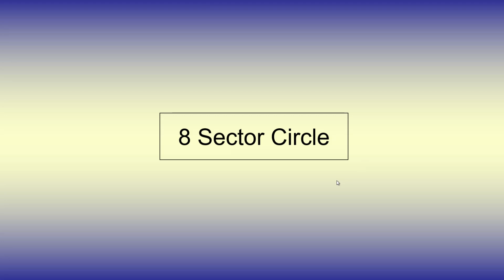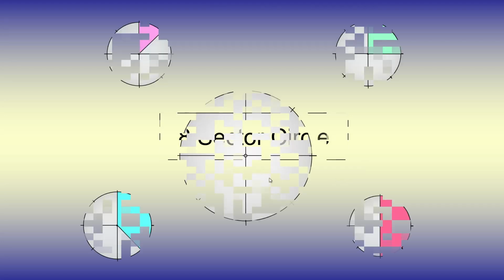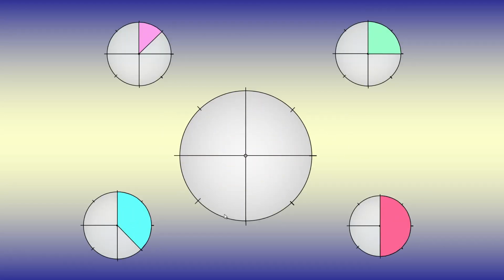So as an introduction, we're going to use graphics. So we're going to use these circles, and they're divided first into 4 and then into 8. So you've got 1, 2, 3, 4, 5, 6, 7, 8 sectors. This first one has one sector shaded, so that's 1 out of 8. Here, 2 sectors are shaded. Now that's 2 out of 8.